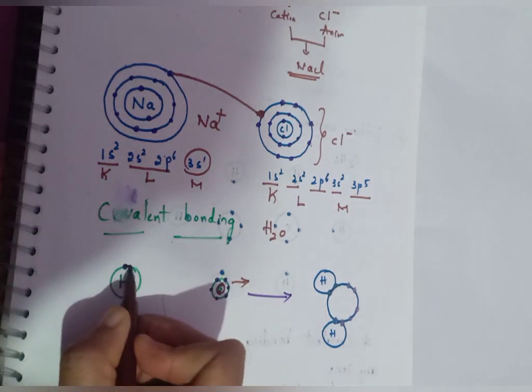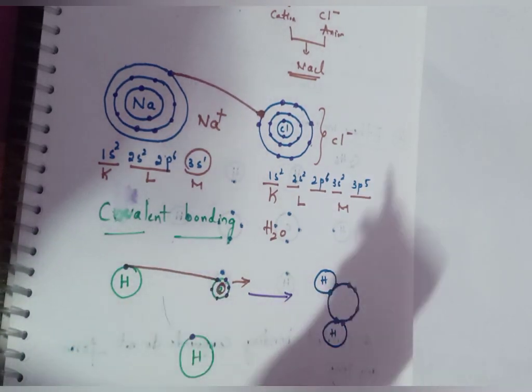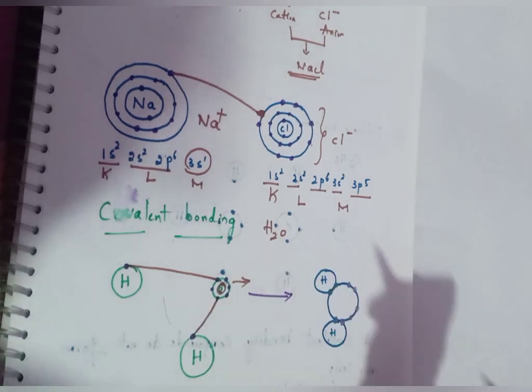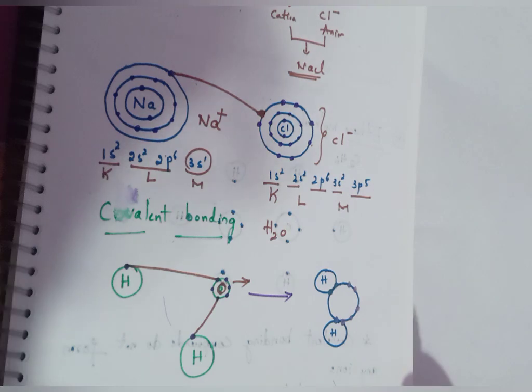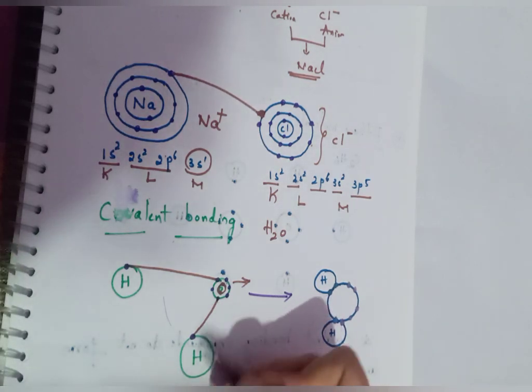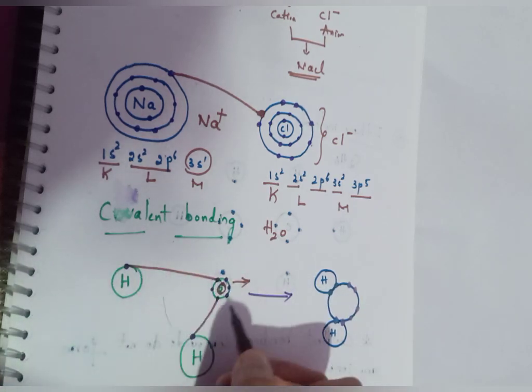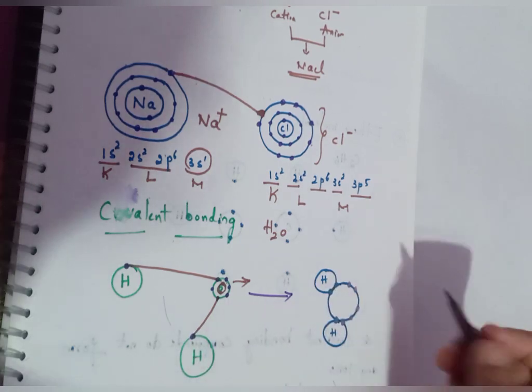When this electron and this electron form a bond, and when this electron and this electron form a bond, we can see that hydrogen has attained its noble configuration, and this hydrogen has attained its noble configuration, that is 1, 2 and here also 1, 2.